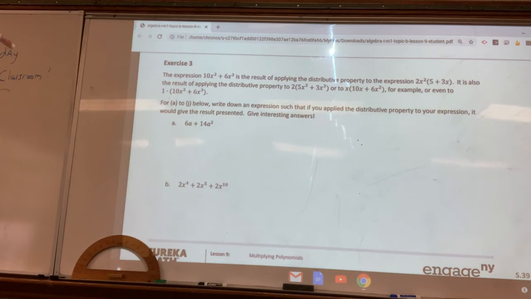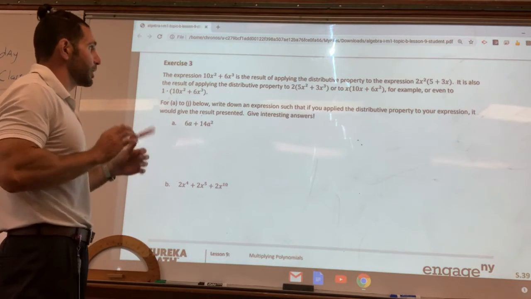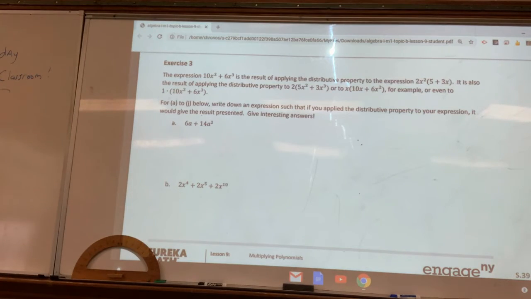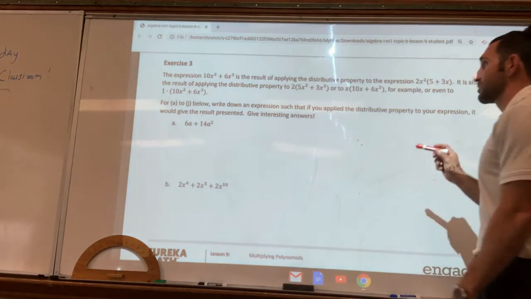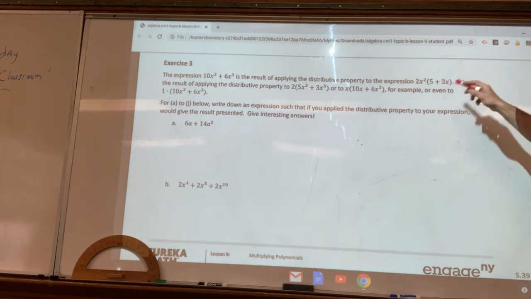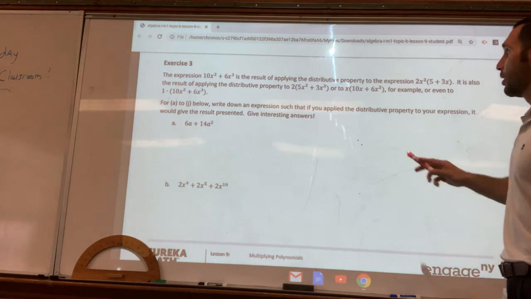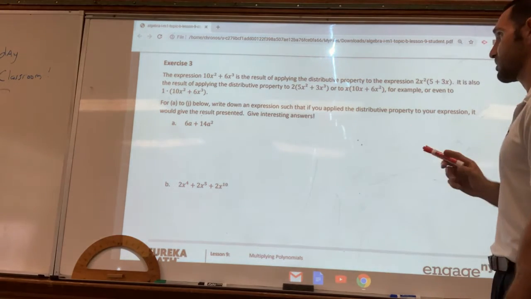Exercise 3. The expression 10x squared plus 6x to the third is the result of applying the distributive property. 2x squared times 5, which is 10x squared. 2x squared times 3x, which is 6x to the third. Or 2 times this, or this.